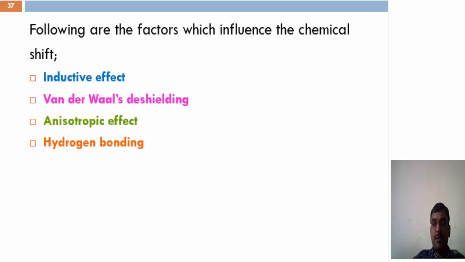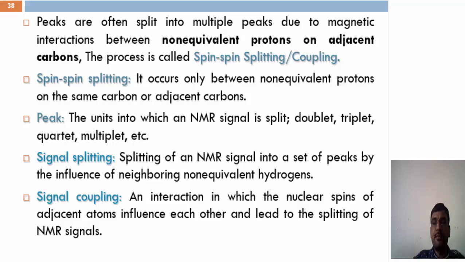Factors affecting the chemical shift. There are four factors which can affect the value of the chemical shift. First one is the inductive effect. Second one is the van der Waals deshielding. Third one is the anisotropic effect. Fourth one is the hydrogen bonding.